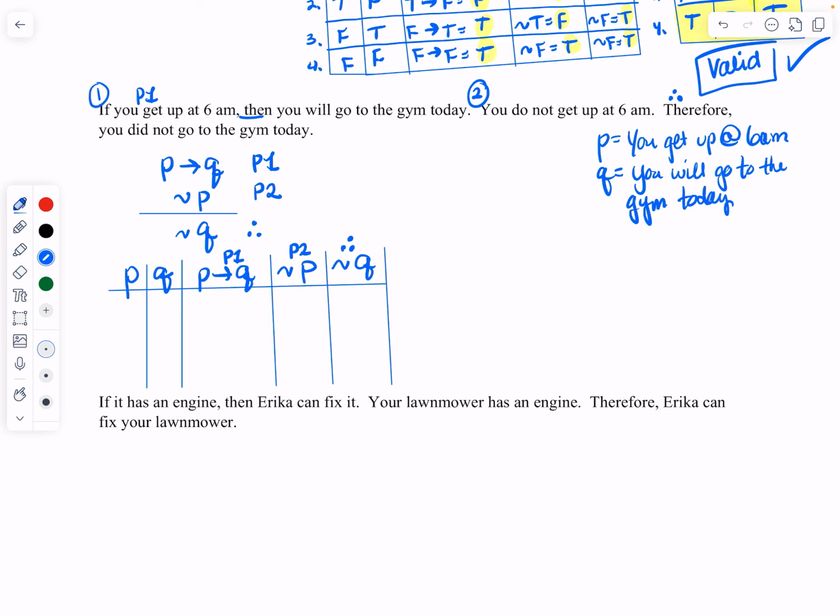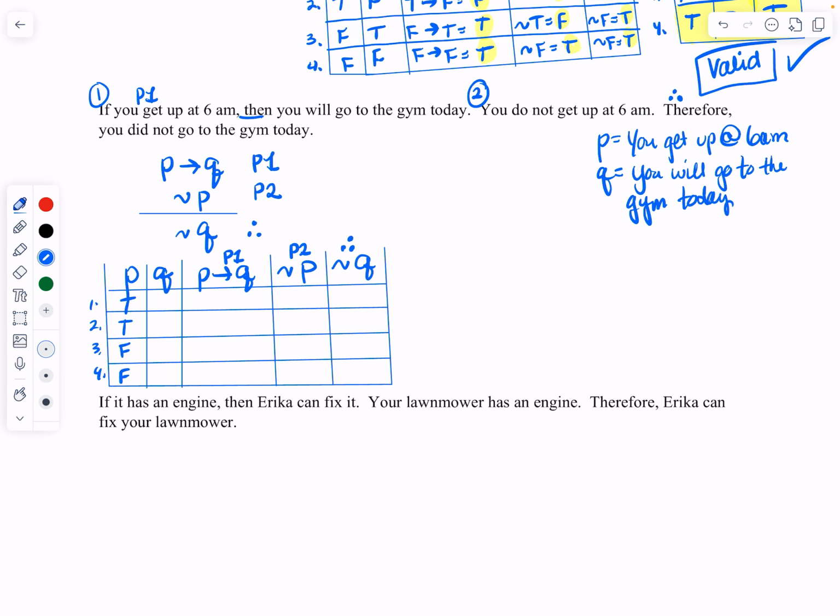Whoa, that was super crooked. Okay, so again, 4 rows. 1, 2, 3, and 4. Okay, P is true, true, false, false. Q is true, false, true, false. Again, write down P, true, true, false, false, with the conditional sign. And then write down Q, true, false, true, false.